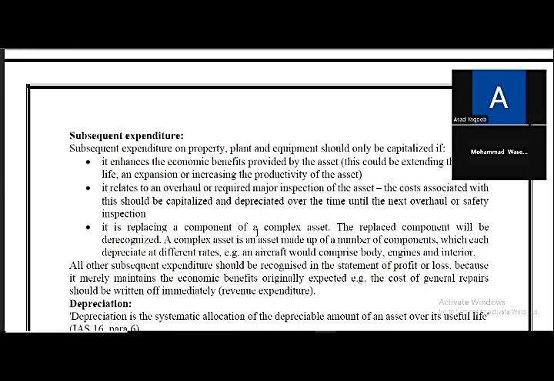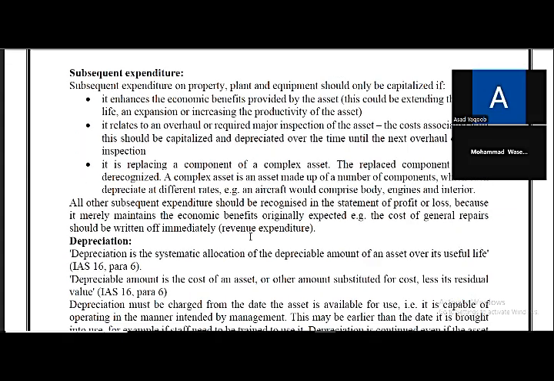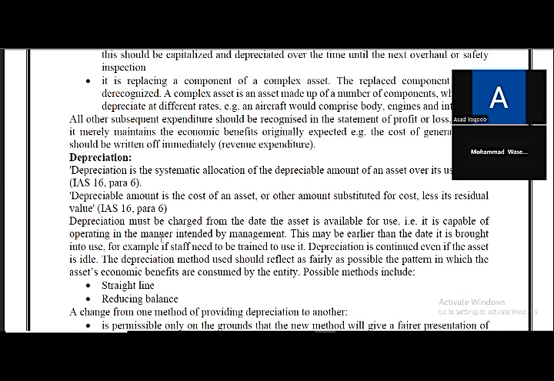Subsequent expenditure: any subsequent expenditure later on, if it enhances the working or earning capacity of that asset, will be added into the cost of the asset. The cost of the asset will further be increased. If it is not enhancing the earning capacity of that asset, we'll just expense it out into the income statement. Depreciation, we already had an idea what depreciation is.